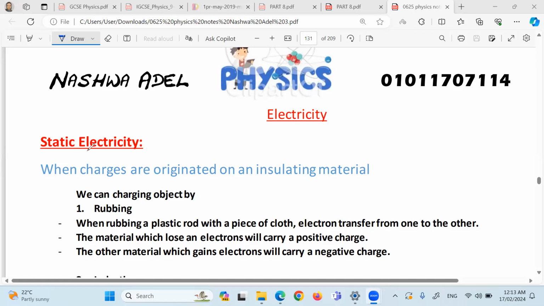Static electricity is when charges originate on insulating material. If I take an insulating material like plastic and wrap it with a piece of cloth, there will be a transfer of electrons from one object to the other. Let's say the electrons move from the plastic to the cloth. Therefore the piece of cloth will have a negative charge and the plastic will have a positive charge. But we call it static electricity. Why? Because the charges are unable to flow, since they are in an insulating material.